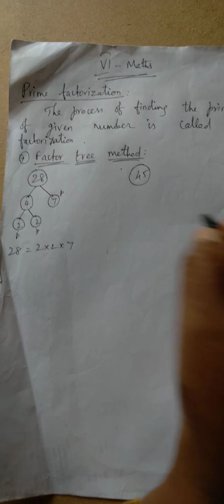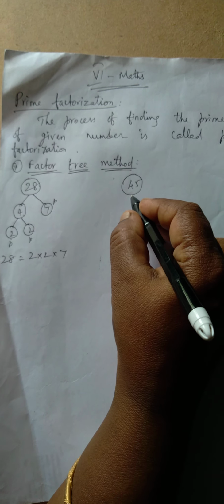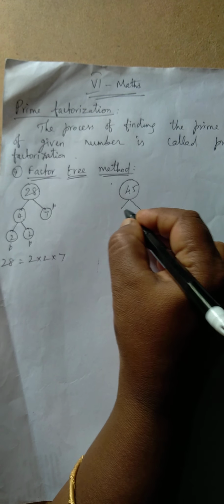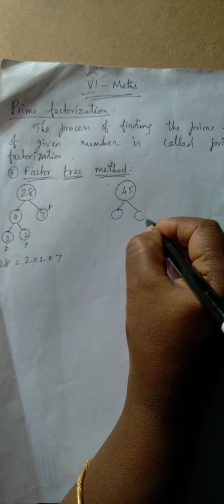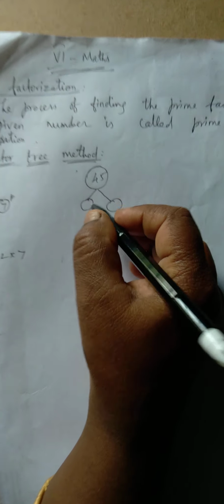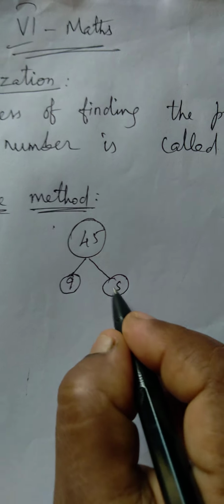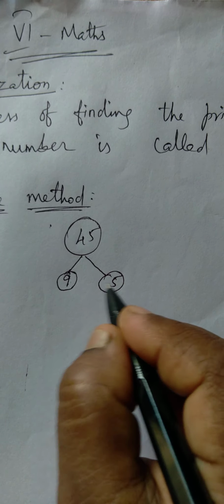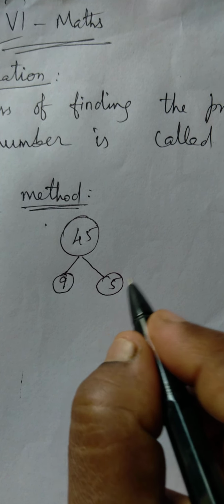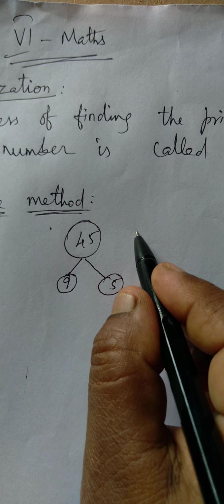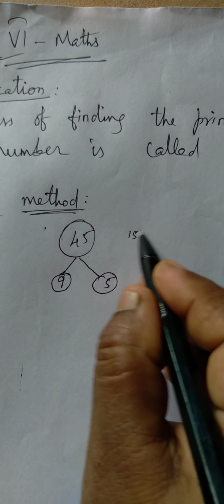Now next number, 45. You have to write 45 as a product of prime factors. First method, the factor tree method. So here you know 45 is the product of 9 and 5, since 9 5s are 45. Here 45 is also the product of 15 and 3.